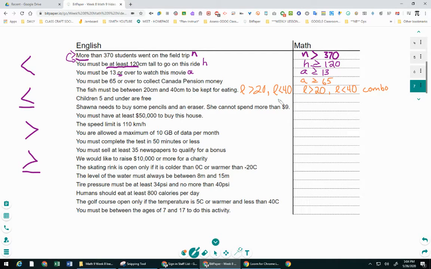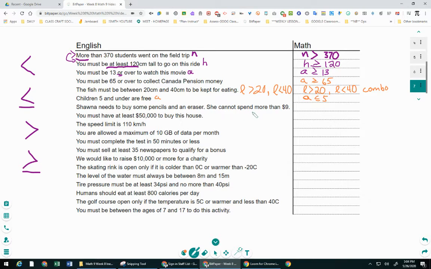Children 5 or under are free. That suggests an age thing, so let's go with age. And this time we're going to use less than or equal to 5. So if the children are 5 and under, they're good to go.